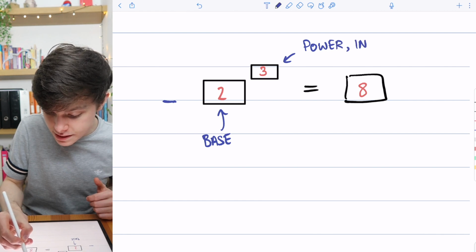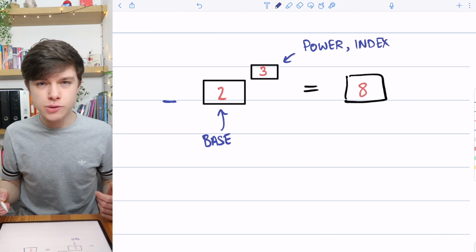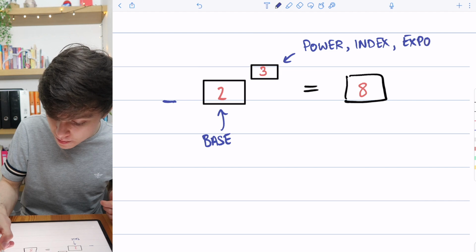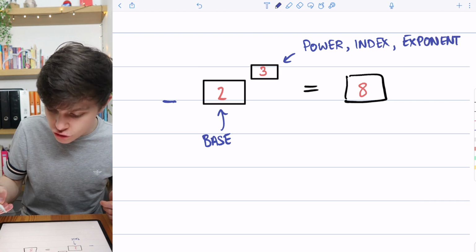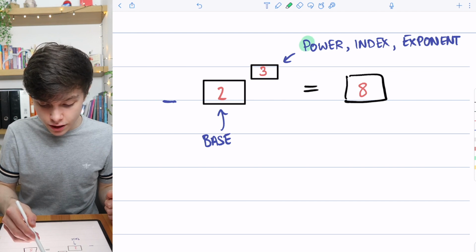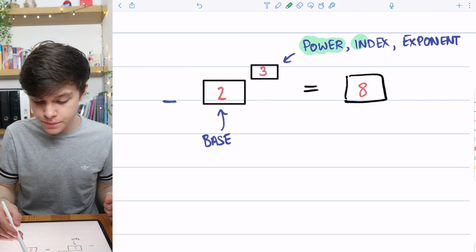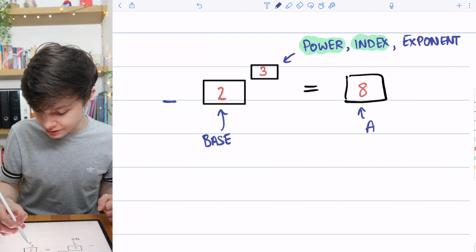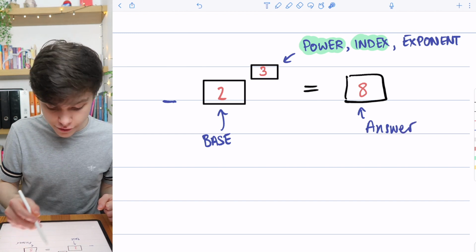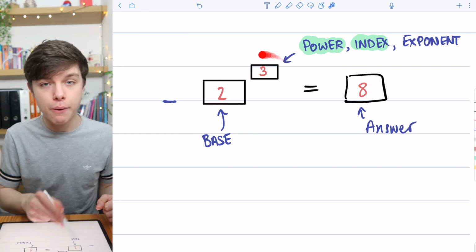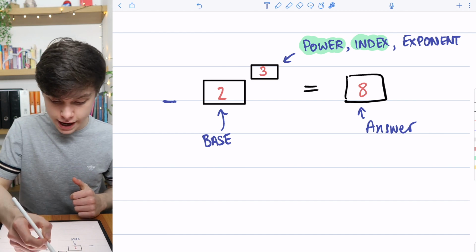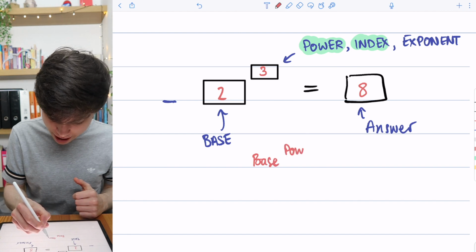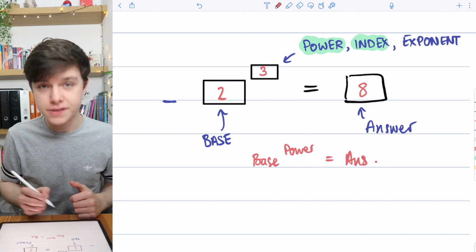or sometimes they are called the index, and that's why they're called index laws, or sometimes they're called the exponent. So there's just 3 names for them. I will most often call it the power, sometimes I might call it the index. And then this number here really is my answer. It's what we get from raising our base to the power. So that's a little bit of notation. If we wanted to write that out, we could say we have a base, we raise it to a power, and we get an answer.